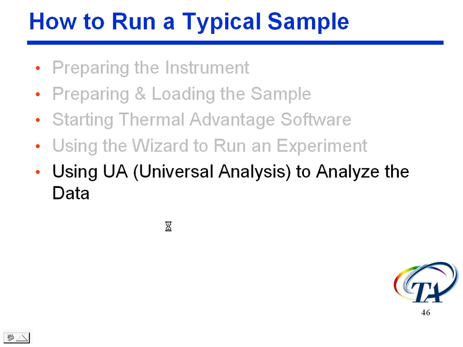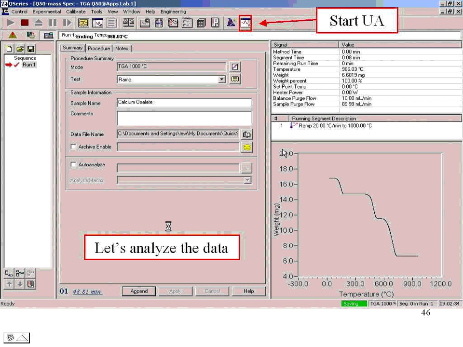Okay, now we've gone through running a sample. Now let's go using universal analysis to analyze the data. Now before we go into this, we have a complete Quickstart course on universal analysis. So I'm not going to describe every function of universal analysis. I'm not going to go through everything that UA can do. But I'm going to go through some basic stuff that TGA would use UA for.